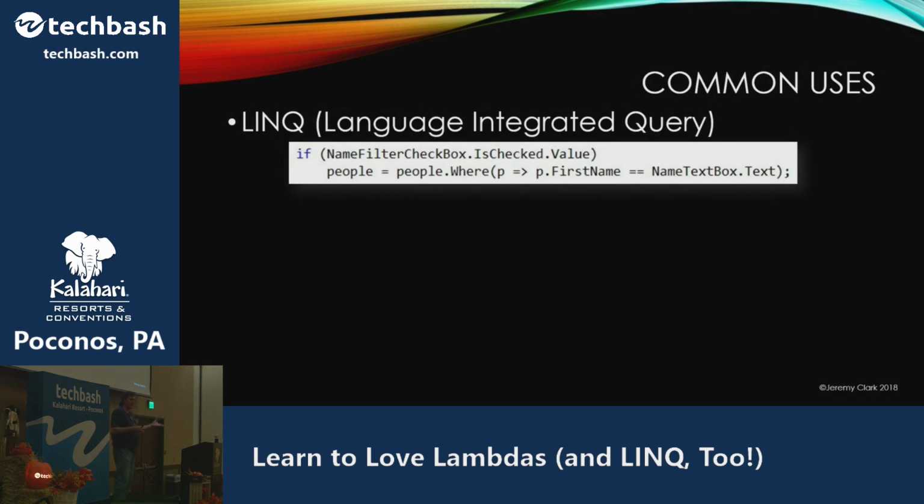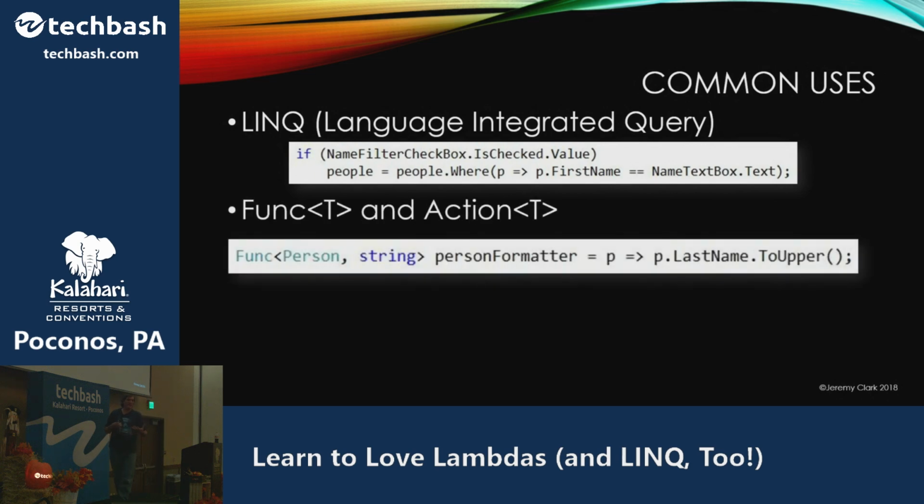And it's in a filter, so this is some kind of filter, but what is that P and where does it come from? So I have a general idea of what this is doing, but the specifics are outside of my grasp. Another place we see them is func and action.